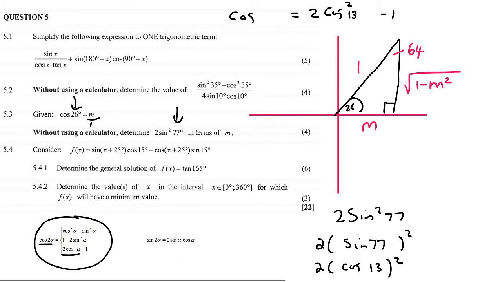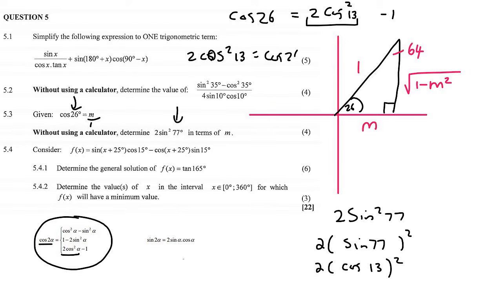Here's how it's going. This is quite a difficult one, I will not lie. So we have this part over here, so we can say 2 cos squared 13 must be equal to cos 26, and then take this minus 1 over. There we go. So now it's cos 26 plus 1. Now cos 26 is equal to m, and so we can say that this is equal to m plus 1, and so that would be the final answer.